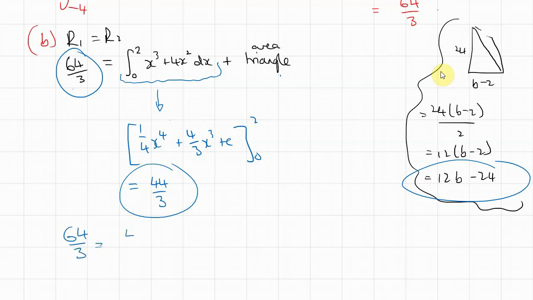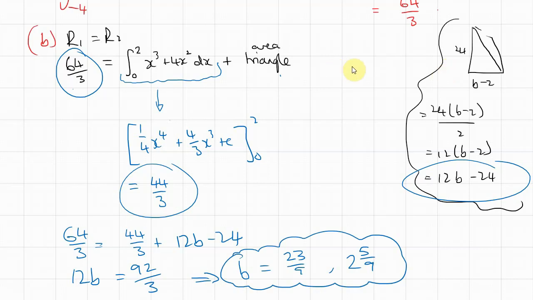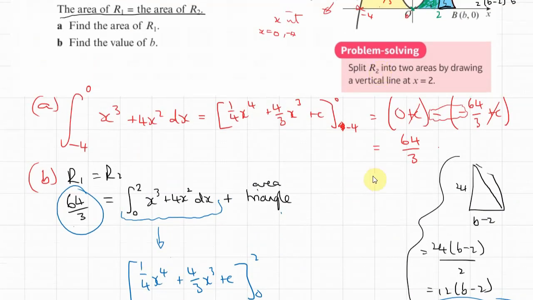So 64 over 3 equals 44 over 3 plus 12b minus 24. Let's do some rearranging. Subtract the 44 over 3, add the 24. We are going to get 12b equals 92 over 3. Divide by 12, I'm going to get b equals 23 over 9, or we could say that that is 2 and 5/9. Go back up to your diagram to just double check that that value makes some sense.